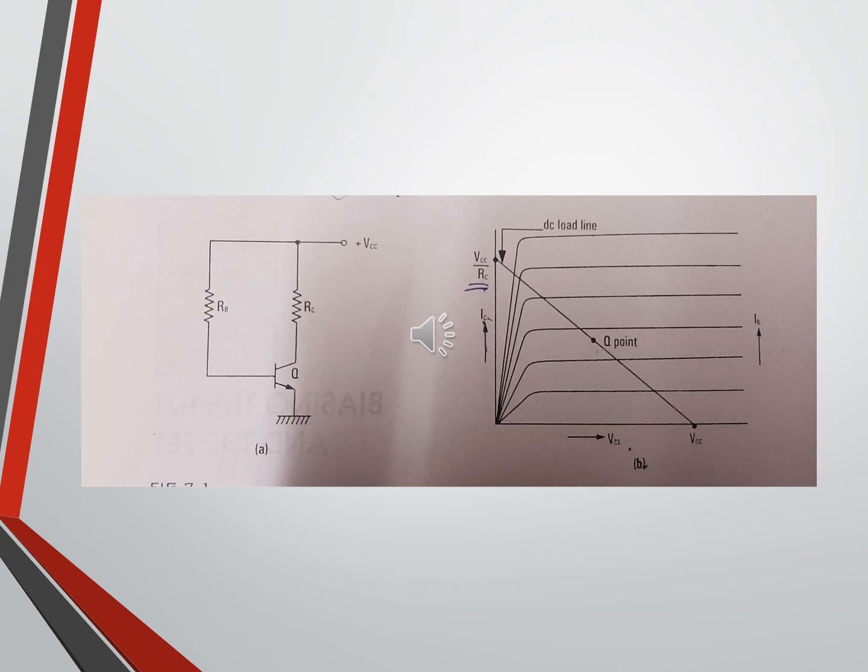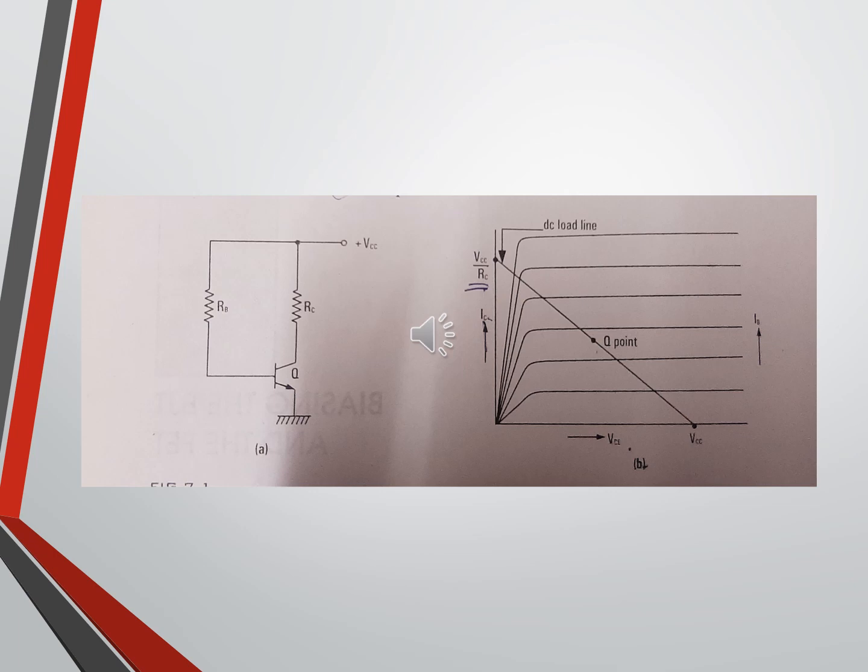To determine the operating point, this equation is not sufficient. So we need to convert this equation, VCC is equal to IC RC plus VCE, into a corresponding output graph. For that, we need to superimpose it on the output characteristics. Okay, so we need to consider some conditions. When IC is equal to 0, I have shown this equation in the next slide.